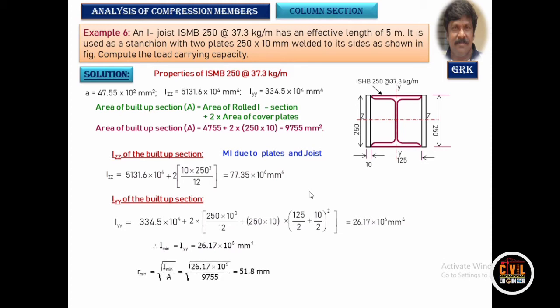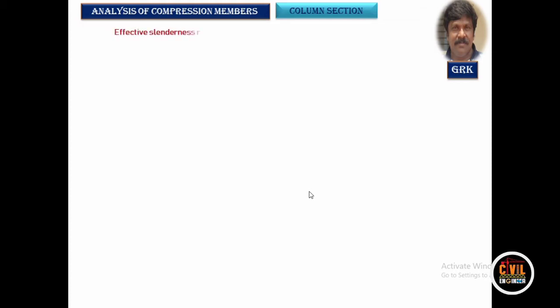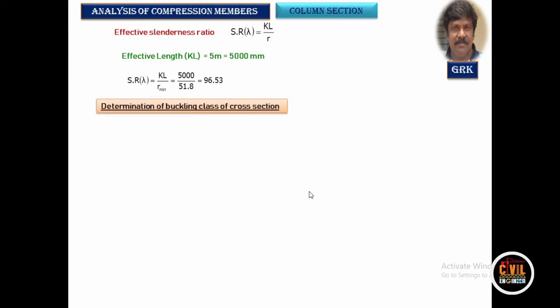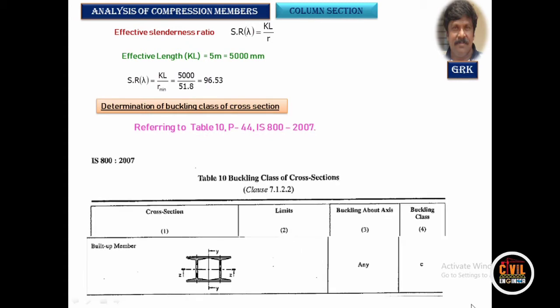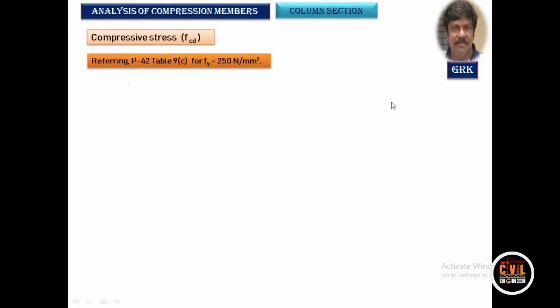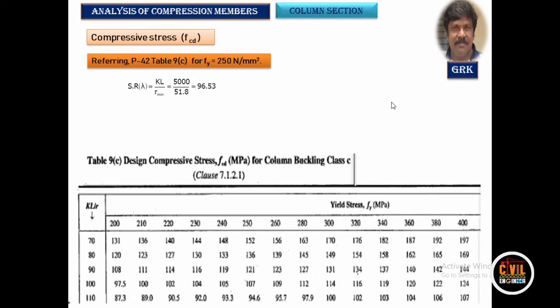Get the minimum radius of gyration. It is root of I minimum by A. Find out the slenderness ratio, its effective length to radius of gyration, it's 96.53. For this value, let us find out the FCD value from the table 9C, because the buckling class lies in C. From 9C, page number 42 of the code, we'll find out the value of FCD for lambda equal to 96.53.